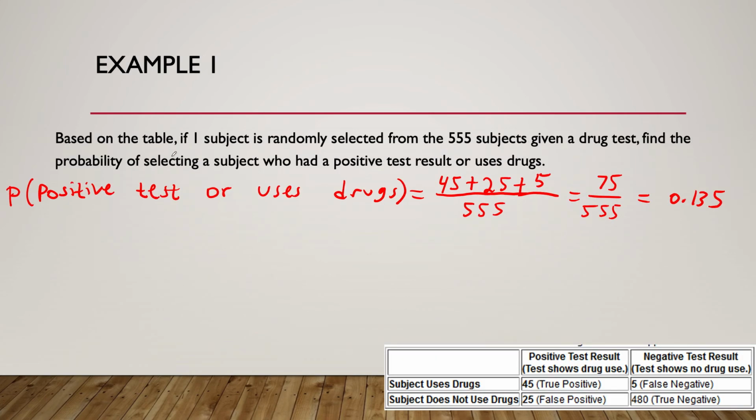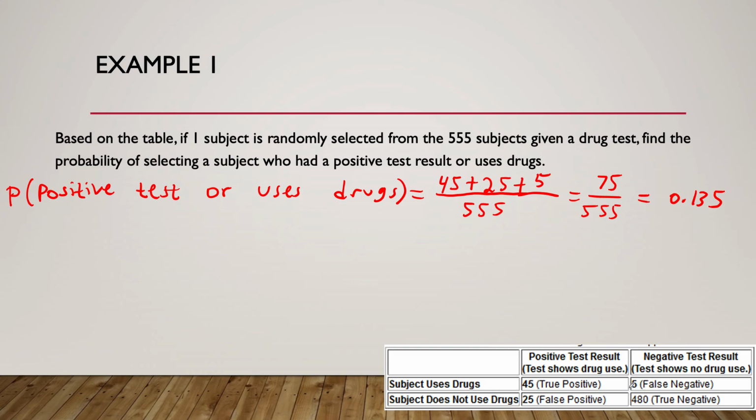So for example, based on this table down here, if one subject is randomly selected from the 555 subjects given a drug test, we want to find the probability of selecting a subject who had a positive test result or uses drugs. So the probability of positive test or uses drugs. For the positive test, we have 45 in this cell and then 25 in this cell down here. And for the or uses drugs, we have a 5 in this cell over here.